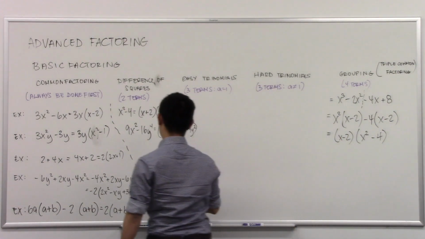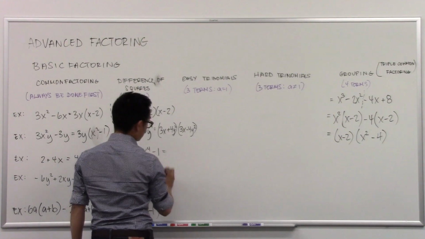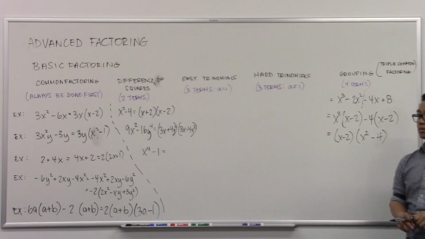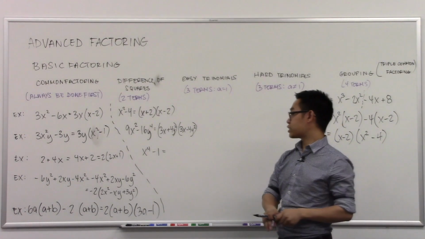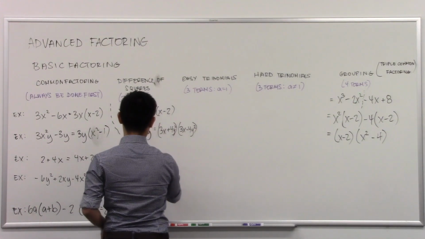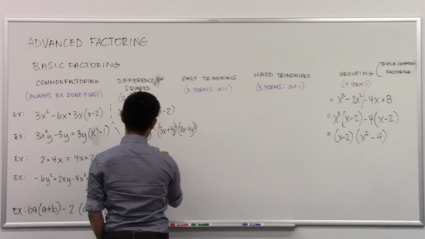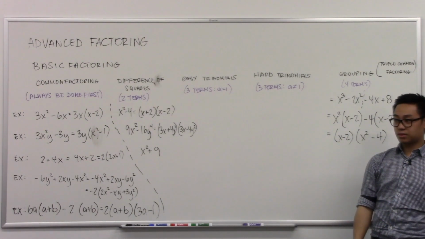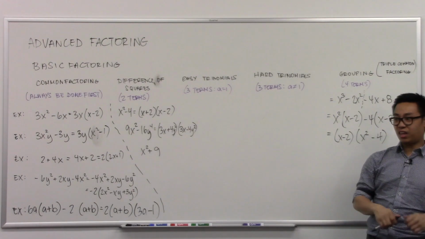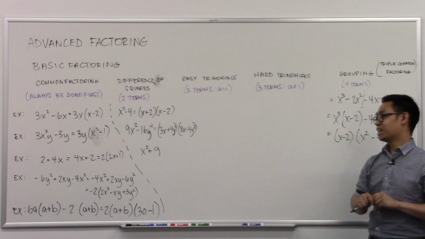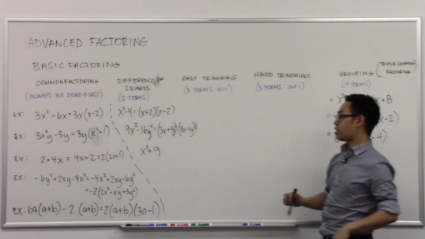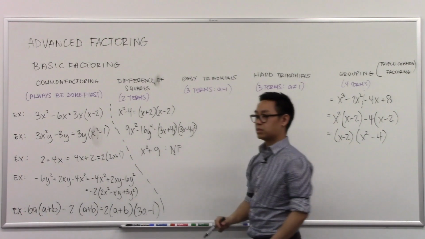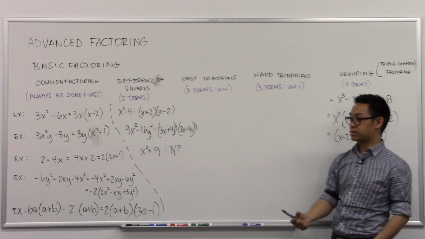What if I gave you this? X fourth minus 1. Actually, let's do one before that. How do you factor this? X squared plus 9. If you said x plus 3, x minus 3, you are incorrect. You cannot factor this. It is NF, or not factorable, because this is not a difference of squares.